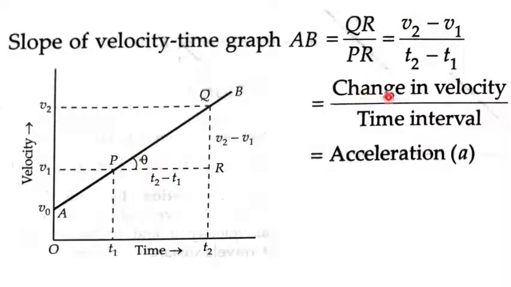V2 minus V1 is the change in the velocity. What is t2 minus t1? It is the time interval. And we know the change in velocity divided by time interval is my acceleration. So this slope PQ, or AB, represents the acceleration of the body, car or object. Now we will use this slope to derive our first equation, v equals u plus at.